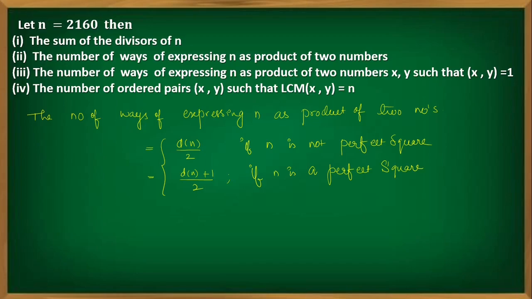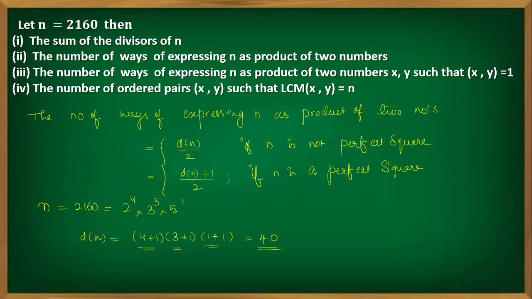So here we have n equal to 2160. Now the question is, how many ways can you express this 2160 as a product of two numbers? So first you write the canonical form: 2 power 4 into 3 power 3 into 5 power 1. Then you first find d of n. What is d of n? Number of divisors, that is (4 plus 1) into (3 plus 1) into (1 plus 1), which is 5, 4 is 20, 2 is 40. So number of divisors is 40.